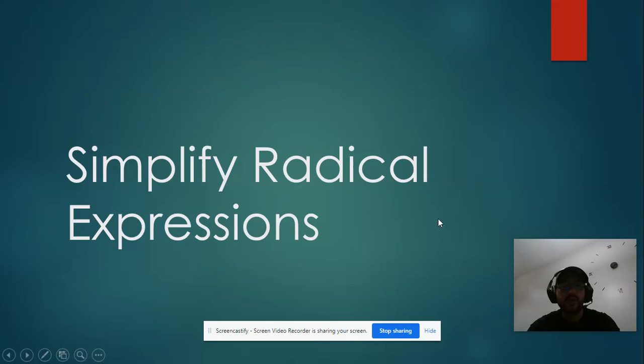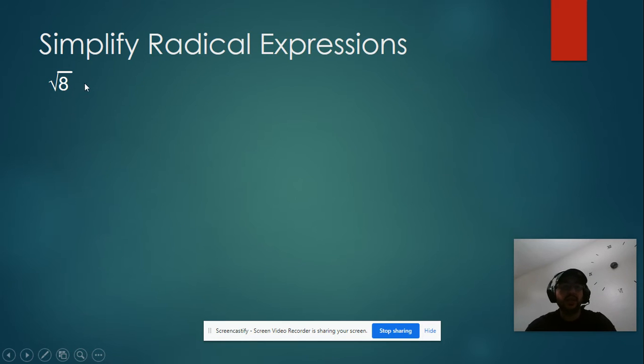Okay, today we're going to learn how to simplify radicals or radical expressions. Now, let's say we got the square root of 9. When I say simplify, that means rewrite it in factors of the number that is inside. So we're going to get factors of 8 in order to simplify it.